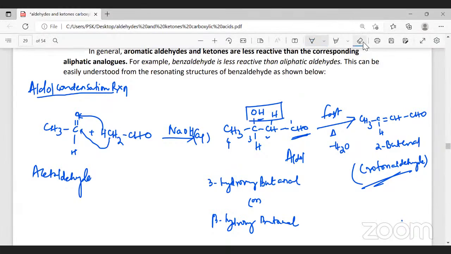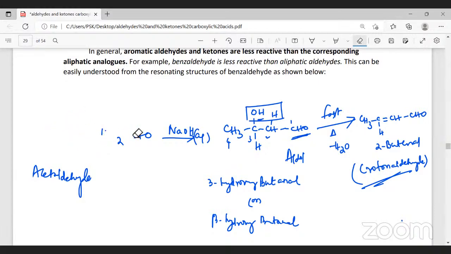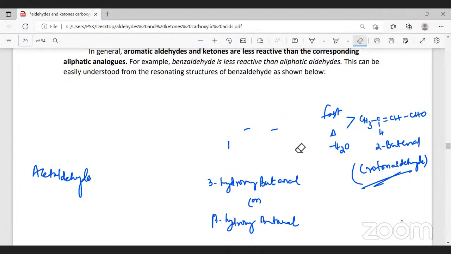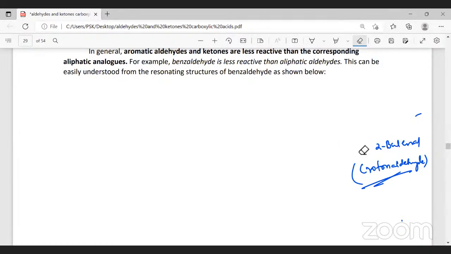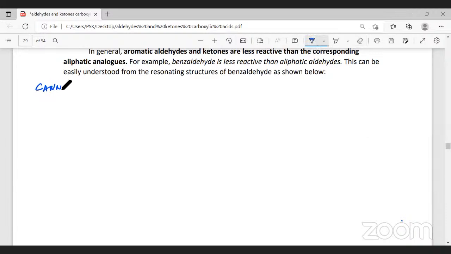The next reaction is Cannizzaro's reaction. Now, what is this Cannizzaro's reaction? What's the condition for a molecule to undergo Cannizzaro's reaction? The molecule should not contain alpha hydrogen. So, if a molecule does not contain alpha hydrogen, it will undergo Cannizzaro's reaction. So, if a molecule has to undergo Cannizzaro's reaction, the molecule should not contain alpha hydrogen atom. So this is Cannizzaro's named reaction.